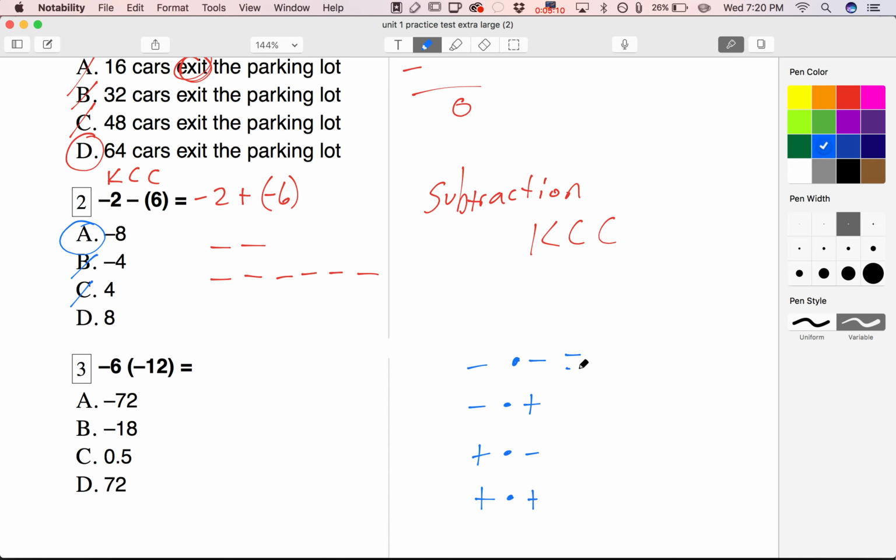So these are your 4 situations. Let's review. Negative times negative is a positive. Negative times positive is a negative. Positive times a negative is a negative. And a positive times positive is a positive.